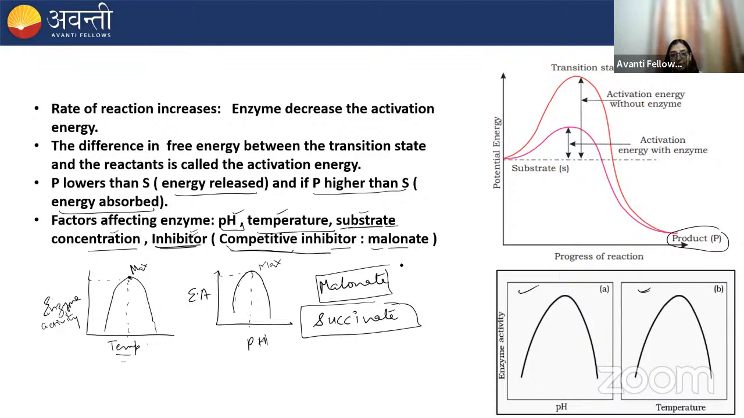substrate and the inhibitor for the active site of the enzyme, because in the competitive inhibitor, malonate has a similar structure as the succinate, the substrate. So there's a competition between the malonate and the succinate for the active site of the enzyme. And here the enzyme is succinic dehydrogenase. So malonate will act as an inhibitor for the enzyme succinic dehydrogenase.